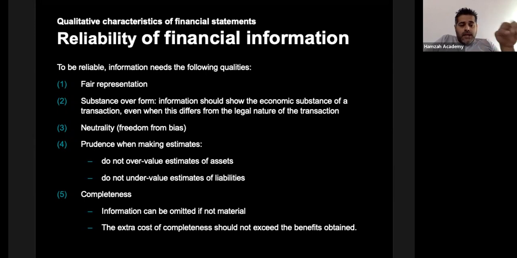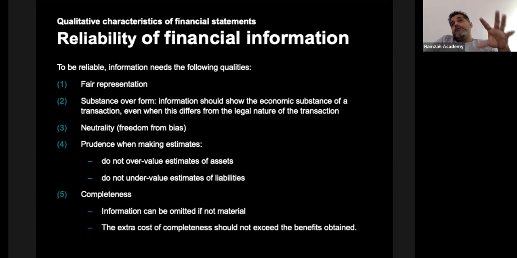And in cases where economic substance is different from the actual legal nature of the transaction, the economic substance should be reported rather than its legal form. Let's just take the example of leases. For example, if we lease a car, from the legal entitlement the car is in the name of the lessor, that is the bank or any financial institution. But we are the ones who are basically using the car, enjoying the benefits of the car.